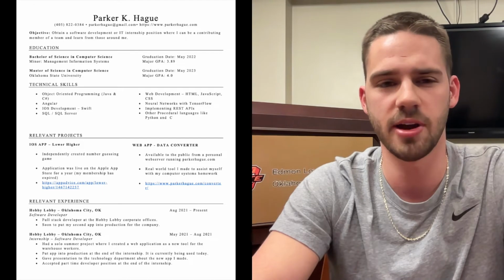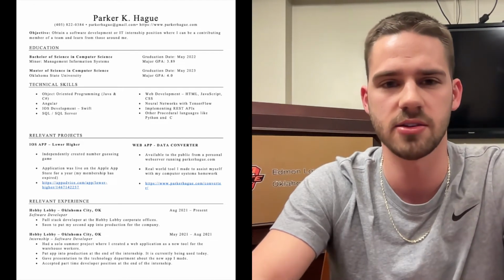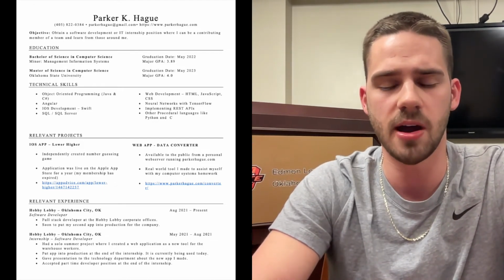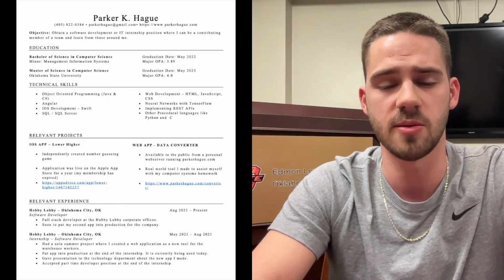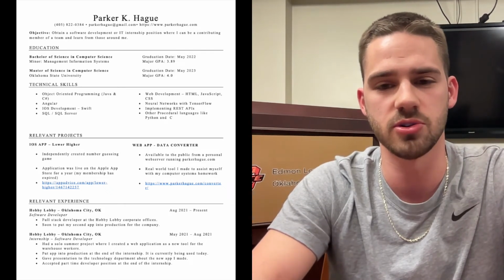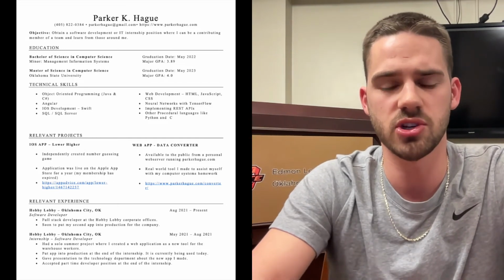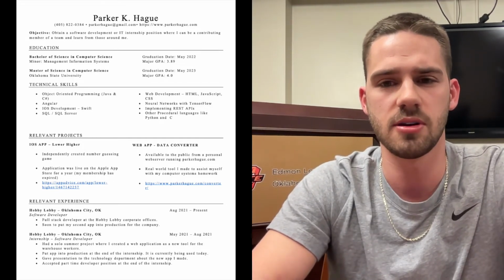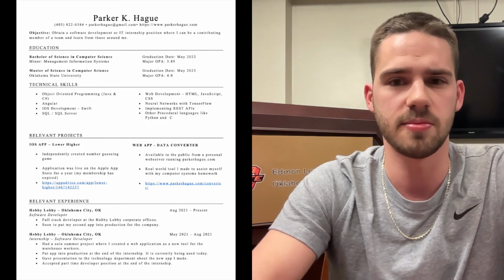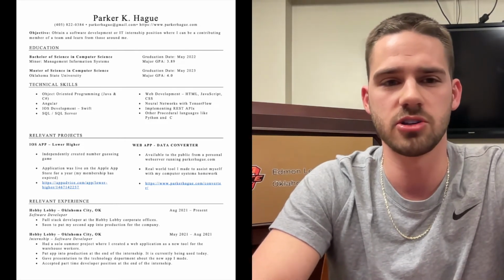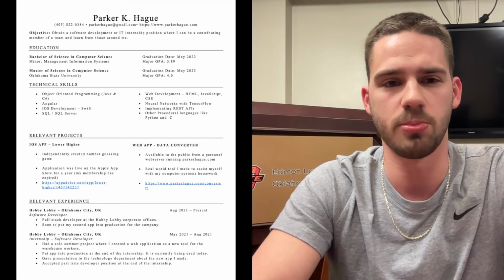Now I'll briefly go into my education since I talked about that in the last question. But I've got my minor in management information systems, and I'm working on my bachelor's degree in computer science and my master's degree in computer science. I should have my bachelor's degree in May of this coming year and my master's degree next May. My GPA for each degree is 3.89 and 4.0 respectively.